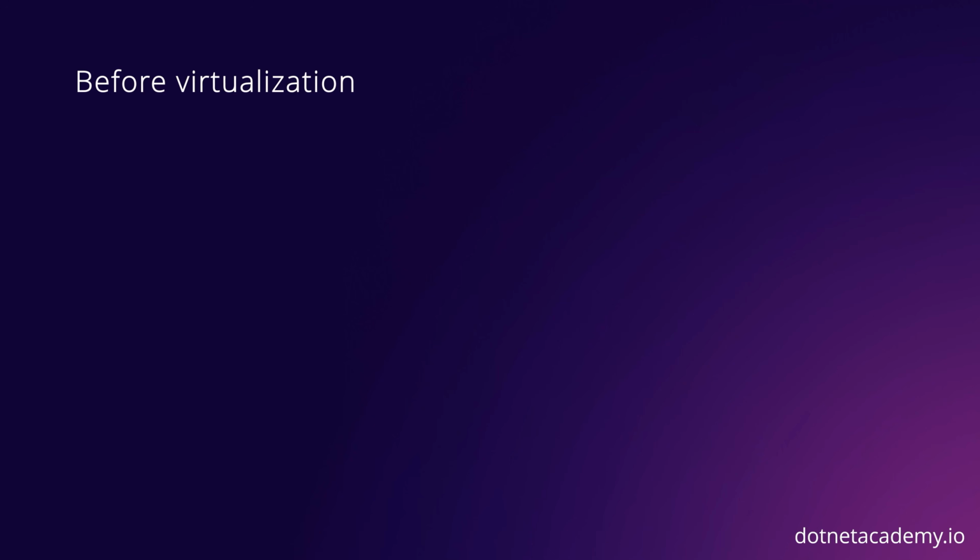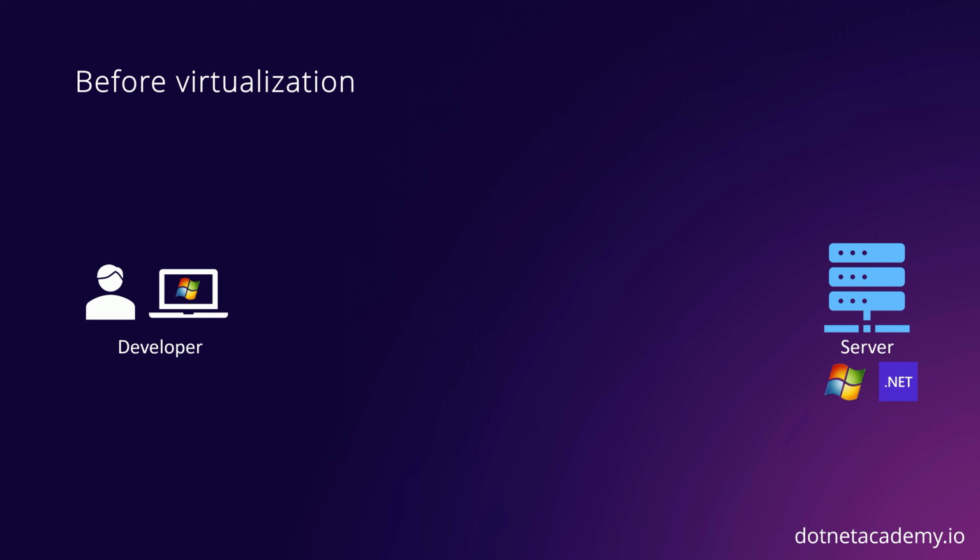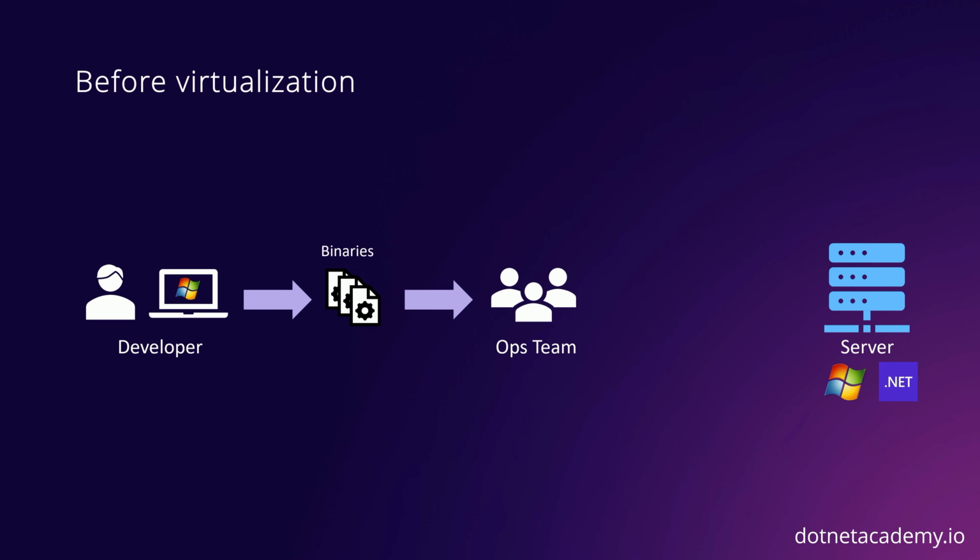Let's start by going back several years to the time before virtualization. Here we have a software developer who has just completed a feature or bug fix that needs to be deployed to the production server. The operations team will coordinate this deployment to ensure minimal downtime. As usual, our developer sends the binaries and any other related files to the ops team. Ideally, the developer also will provide a series of deployment instructions that will guide the ops team and reduce the chance of errors. The operations team follows the instructions and deploys the new binaries to the production server.